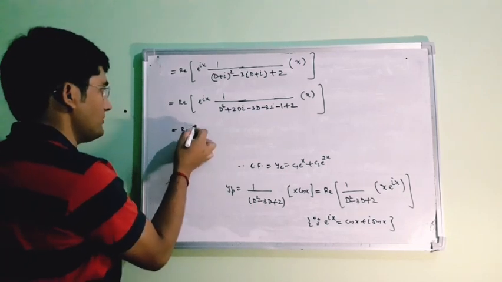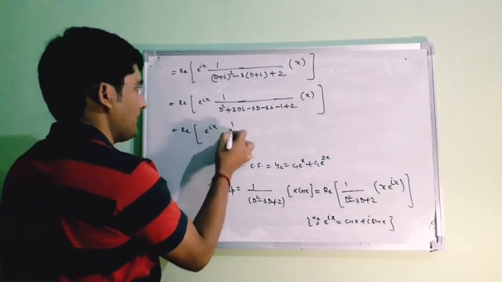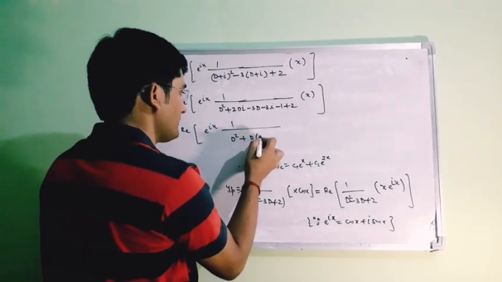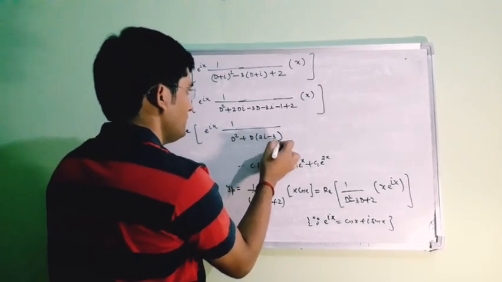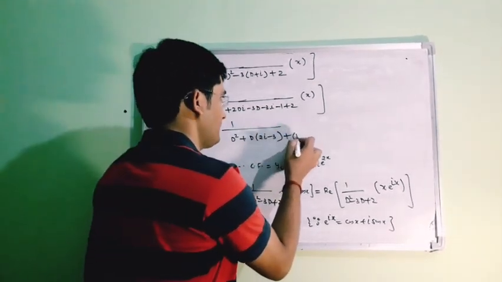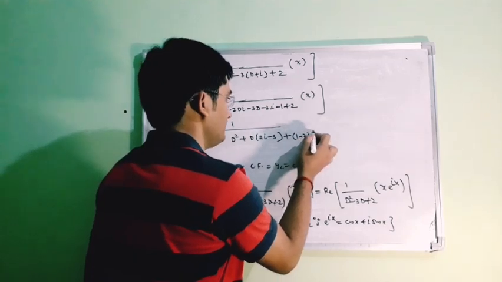So this is equal to the real part of e to power ix, 1 upon d square. Let us take this d common. Then in the bracket we will have 2i minus 3. And now this is your 1 minus 3i.